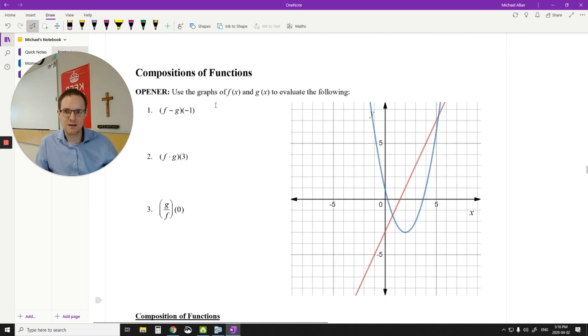So that finishes up our lesson. The next lesson, we're going to talk about composition of functions, where we put functions within functions. There's a little opener here, so I want you guys to try this out before we move on to composition of functions. It's just kind of the same as what we did. These graphs look pretty similar. Here we're just subtracting, multiplying, and dividing. But I'll see you in the next video. Later.